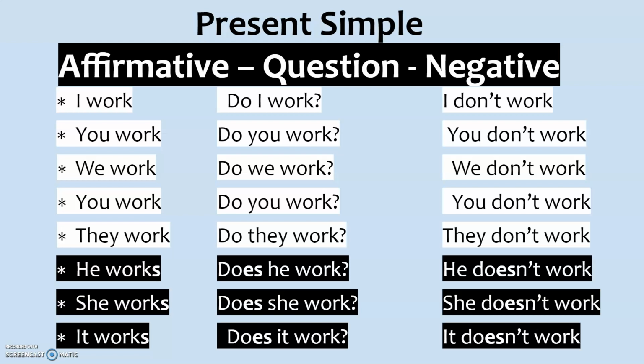Okay, so when we have questions or negative statements in the present simple, with he, she, it, or other singular subjects, then we must have the S. So does or doesn't.